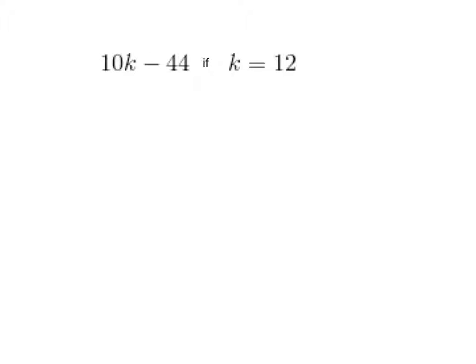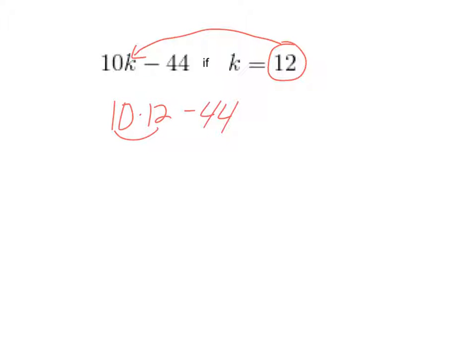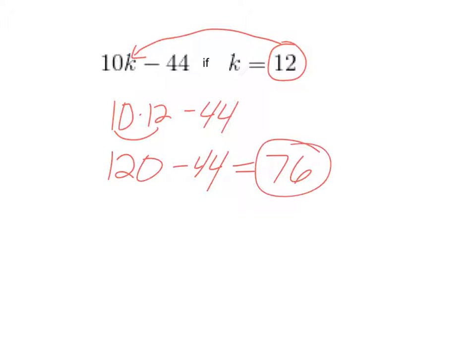So if we bring back that example, 10k minus 44 if k equals 12, I'm going to take 12 and put it in for k. So I'm going to do 10 times 12 minus 44. 10 times 12 is first because order of operations says we multiply before we subtract. If I multiply those together, I get 120. So I've got 120 minus 44, which if I plug that into my calculator, I would get 76. So 76 is my answer.